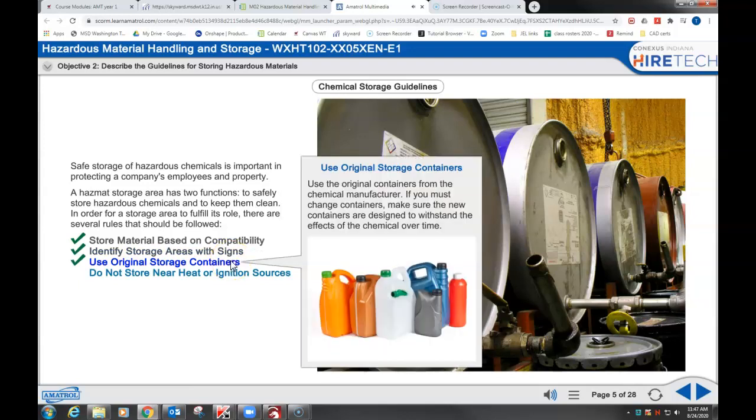Use the original containers from the chemical manufacturer. If you must change containers, make sure the new containers are designed to withstand the effects of the chemical over time.